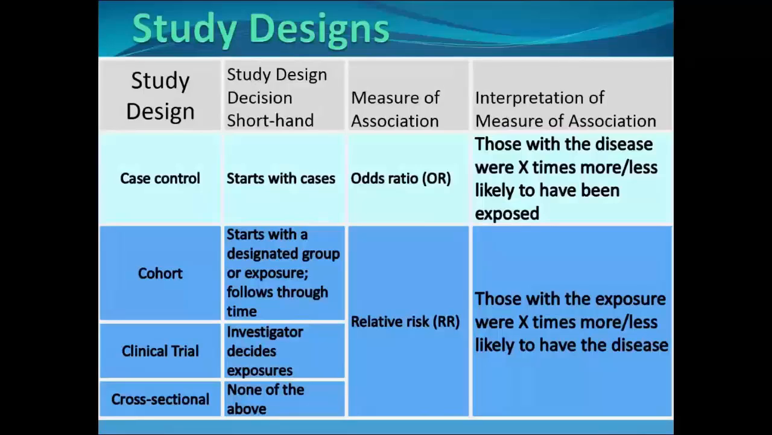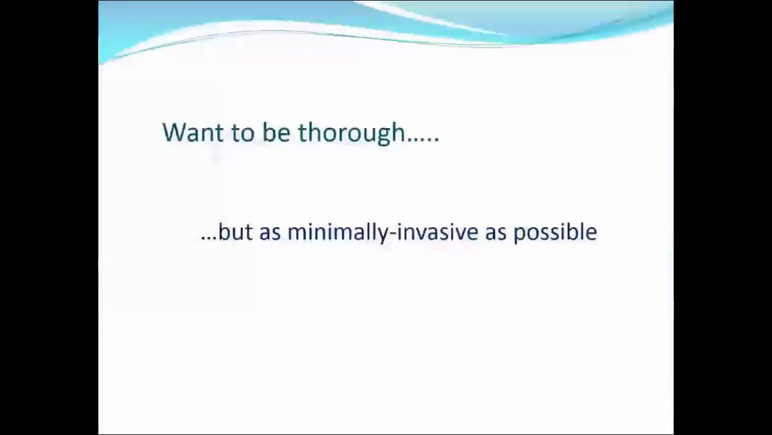A little bit on study designs. As Chengcheng went through, there are different types of designs. How you can interpret the measure of association varies depending on how you designed your study. What data you got and how you approached it means you can come to a different conclusion. So it's important that all of that be in sync when you start the process, so that you come out with the type of conclusion that you want. We want to be thorough, but again, we also want to be as minimally invasive as possible when we're doing research.